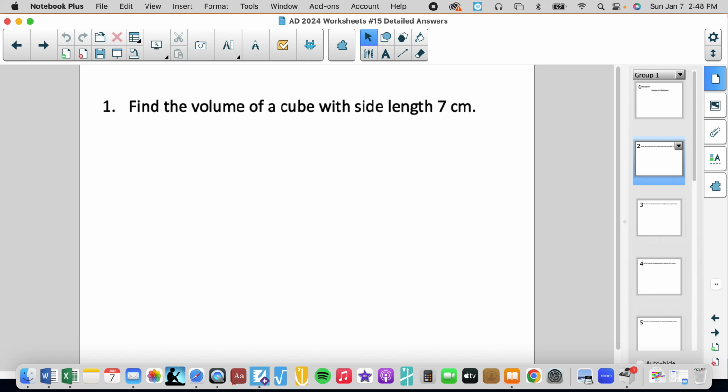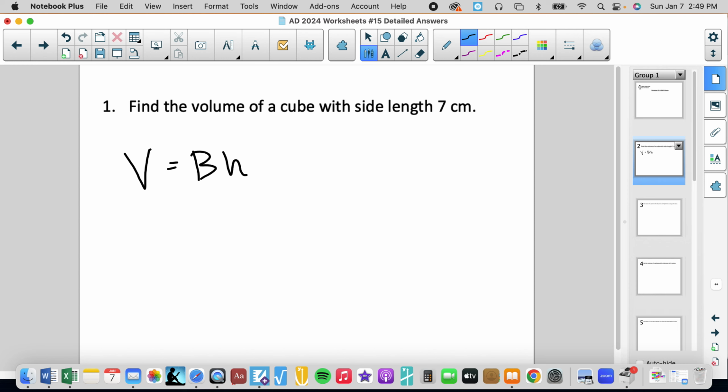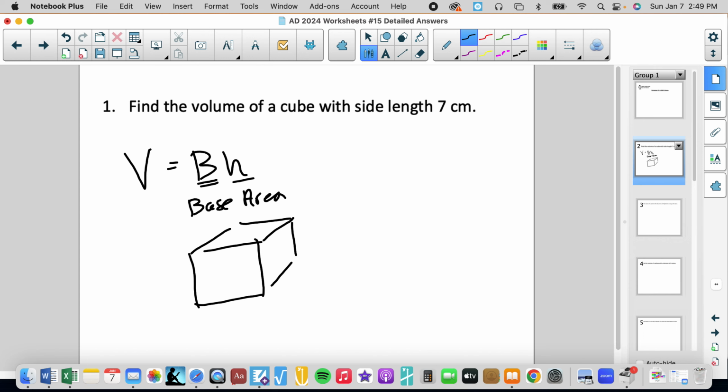So volume, we remember the volume formula is big B times H, where big B is the base area. So we want to find the shape of the base and then multiply it by its height. The height is going to be the distance between the bases. So when we have a cube that has a side length of 7 centimeters, we know the cube has equivalent side lengths. So it has a length, a width, and a height that are equivalent.